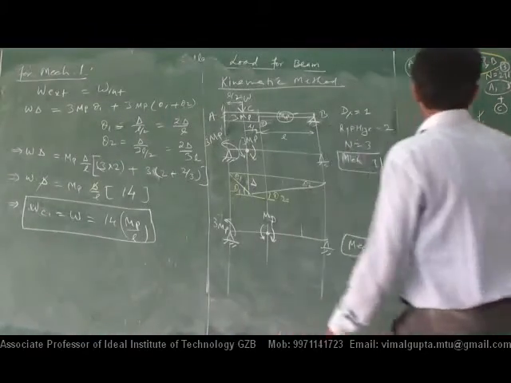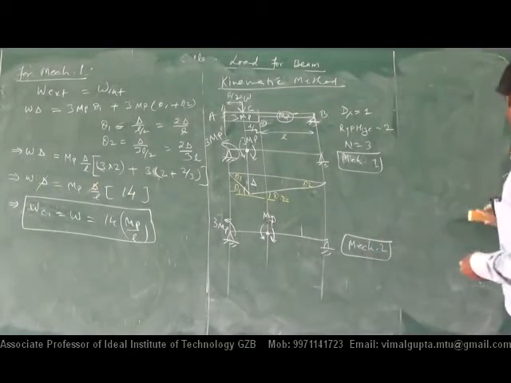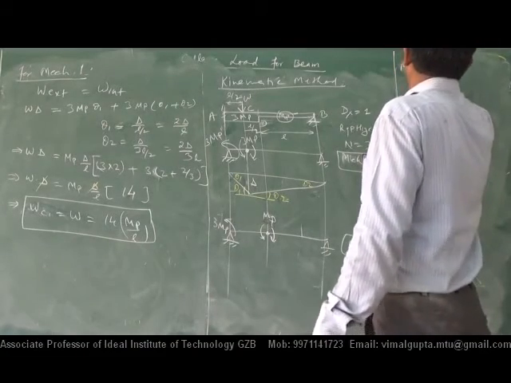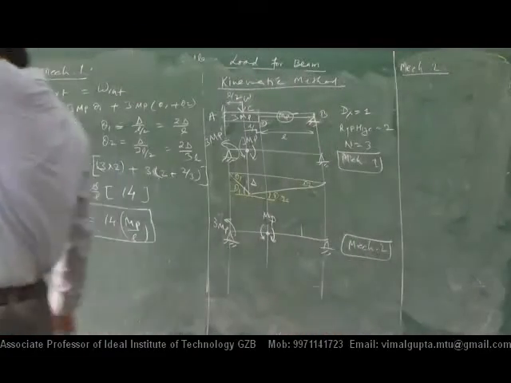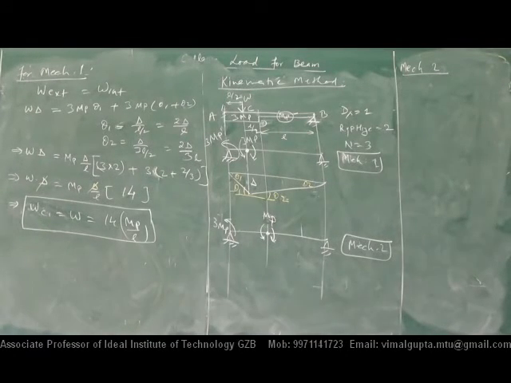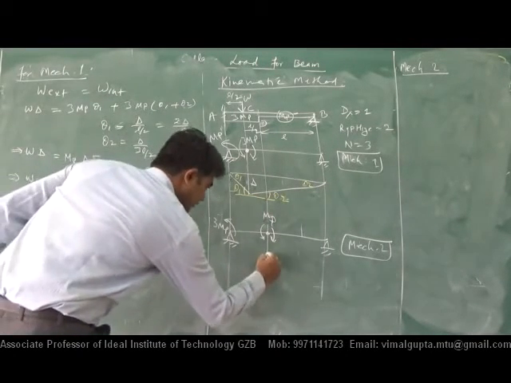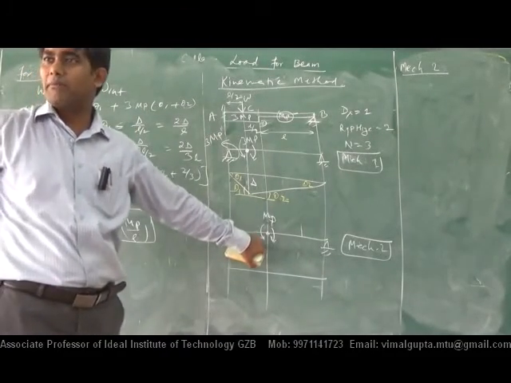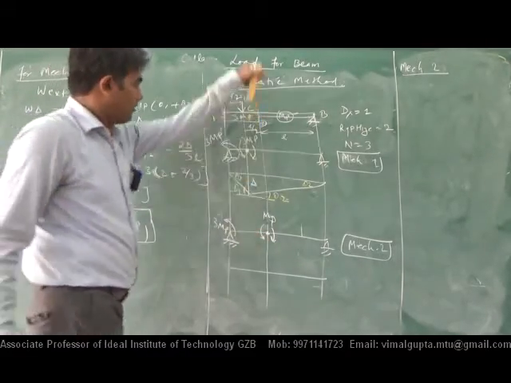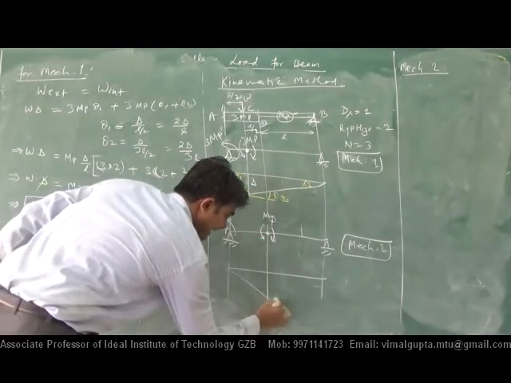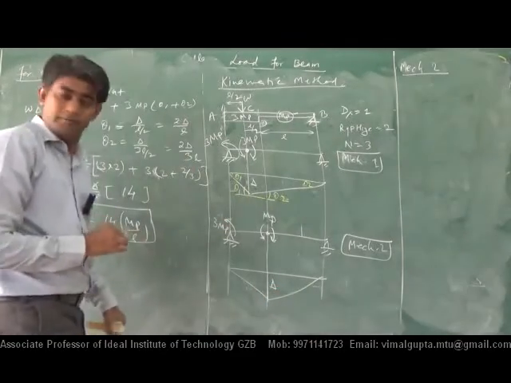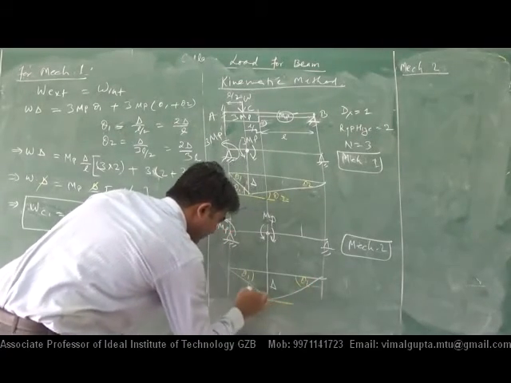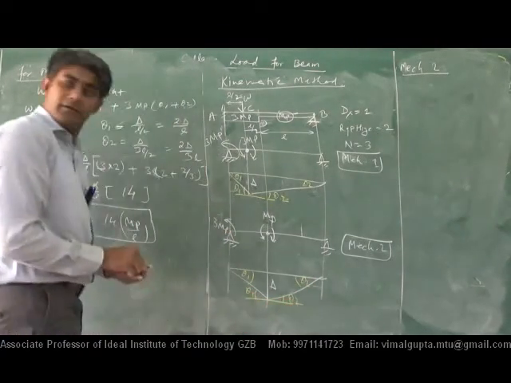Now for mechanism number 2, we have to find the value of the collapse load. So mechanism 2, what will be the deflected shape for mechanism number 2? Since plastic hinge is here, when load is more than that, then deflected shape will have this value. If this is theta 1, if this is theta 2, then that value will be theta 1 and theta 2. Okay, apply that.